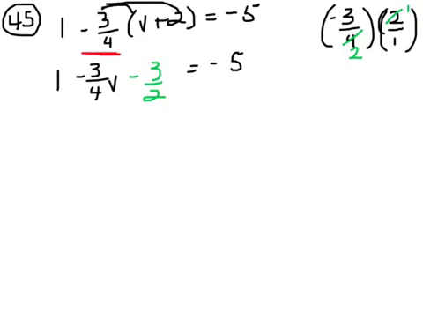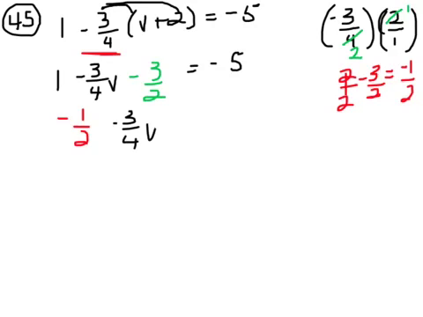All right, now I can still do some cleaning up here. I have 1 minus 3/2. You know, sometimes you might want to have some workspace off to the side. That's the same thing as 2 over 2 minus 3 over 2. That would be a negative 1/2. So I would have negative 1/2 minus 3/4 v equal negative 5.